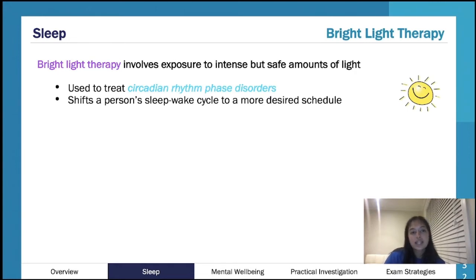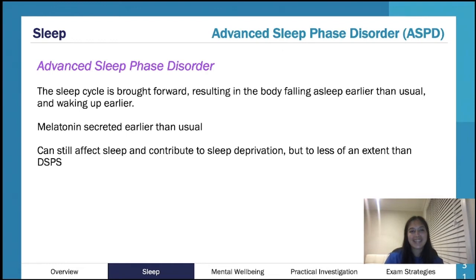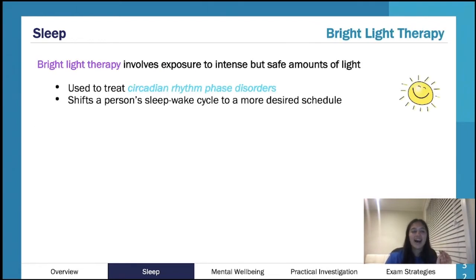Okay, so fixing your circadian phase disorders, you use bright light therapy. Remembering this idea that with your ASPD and your DSPS, your melatonin is basically being secreted earlier or later, and remembering that light is working on that SCN, which is working on that pineal gland, which is working on the melatonin. By influencing the amount of light that our body is being exposed to, we can influence that secretion of melatonin.